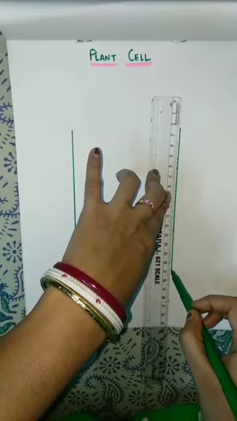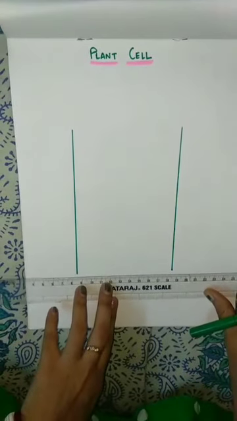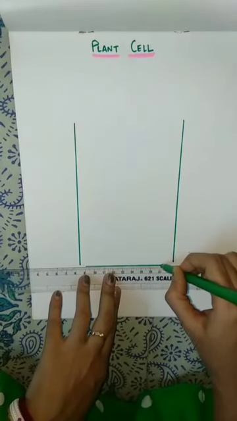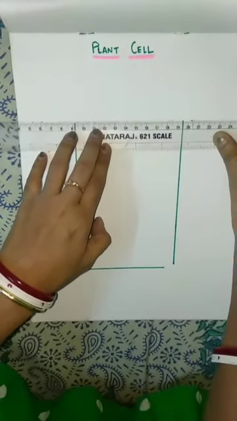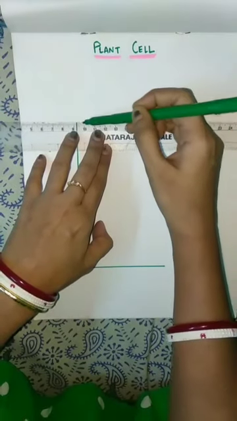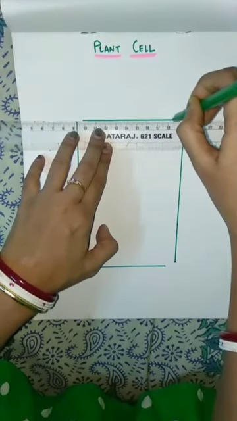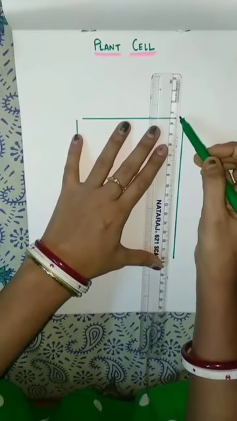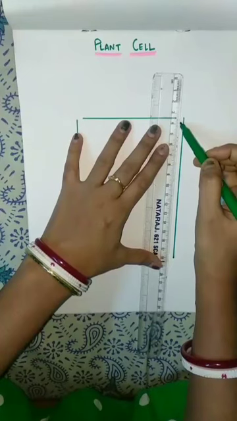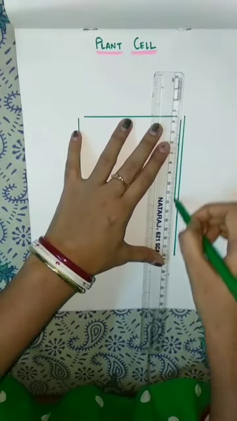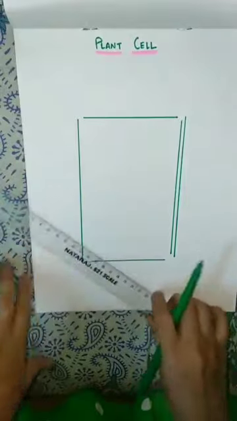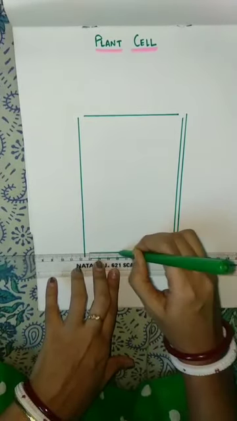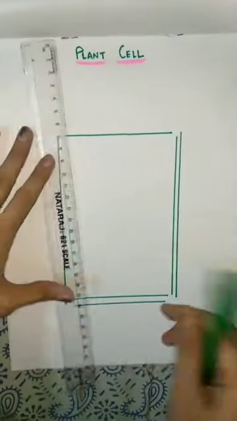So firstly, as you can see here, I'm drawing the borders of the cell with the help of a ruler in order to get straight lines. But as you can see, I'm keeping a gap in the corners, the reason for which I'll show you later. So again, I'm drawing a rectangle inside it with a ruler, keeping a gap at the corners again.